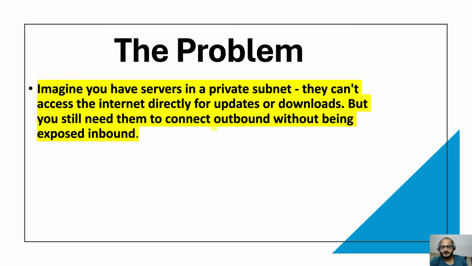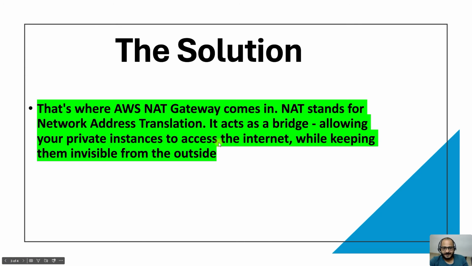So what happens in a NAT gateway? If you use a NAT gateway, then from the EC2 instance you can download the package, but from the internet, no one can see our EC2 instance. So it's basically one-way communication, one-way traffic will flow with the help of the NAT gateway. The NAT gateway acts as a bridge which allows your private instance to access the internet while keeping it invisible from the outside.